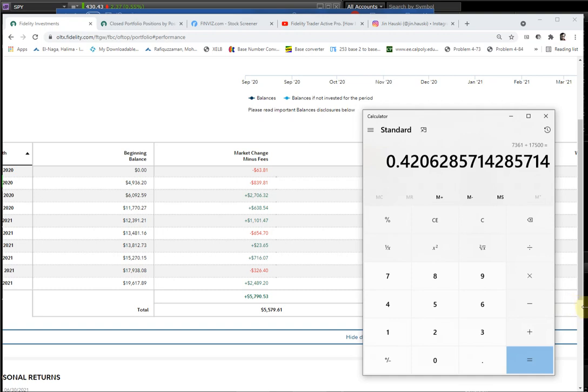Imagine this account is $1,000,000. Oh, congratulations, you just made 400K, just like that. So 42% is pretty sweet. We still have another half a year to go. Okay, so let's go to the next one.